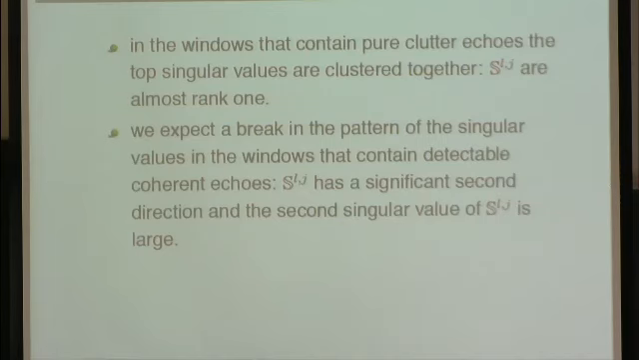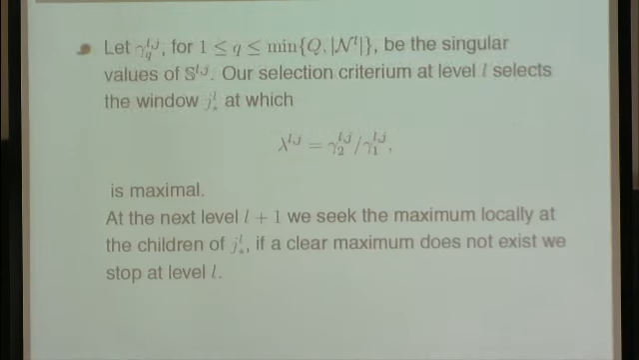Now, if all the singular values are clustered together, then this matrix is rank 1 because all these vectors are aligned, okay? But when we see something that goes different, this means that we will have a significant second direction. So this is like a pattern recognition, and I seek basically to maximize the ratio between the second and the first singular value of the SVD of my initial matrix. Okay? So this is my criterion. So let's see how this criterion performs.